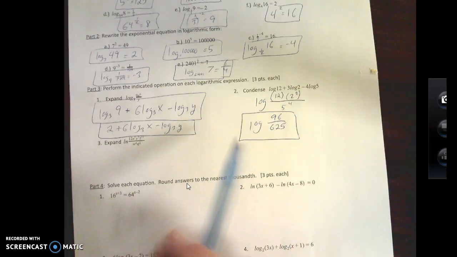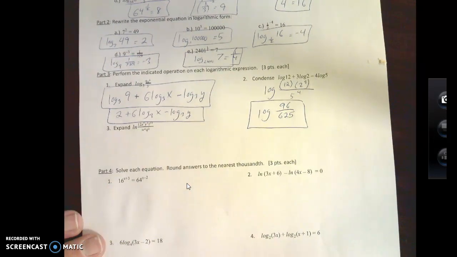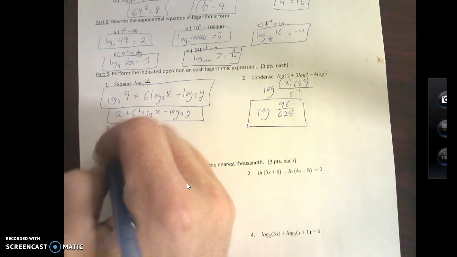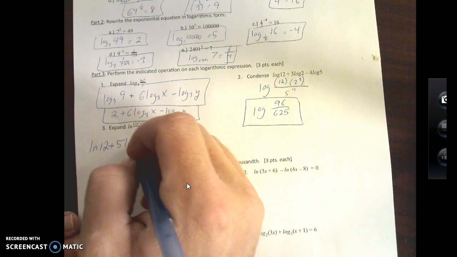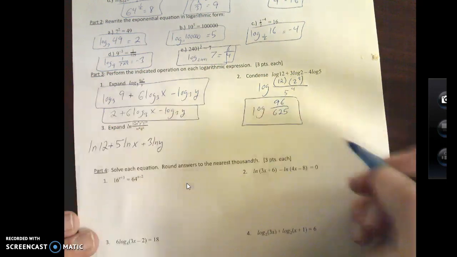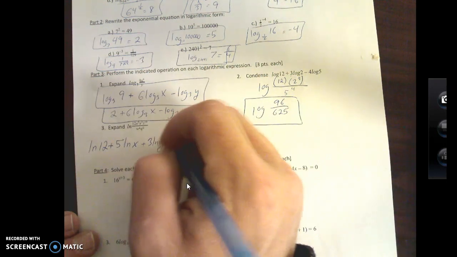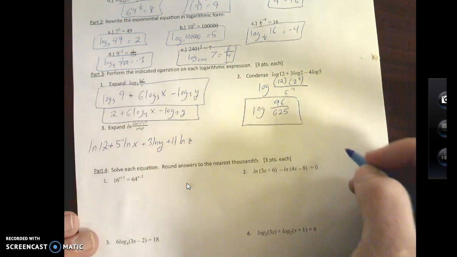Finally, this was a challenge one I threw on here just to kind of push you guys a little bit. Look up top, 12x to the 5th, y to the 3rd, z to the 11th. On the bottom, w to the 4th, q squared. So I've got natural log of 12 plus 5 is my exponent, 5 natural log x plus 3 natural log y plus 11 natural log z.